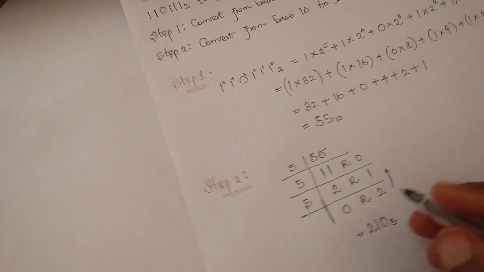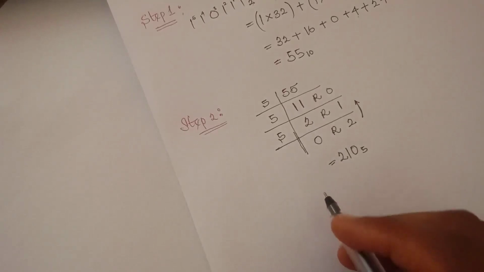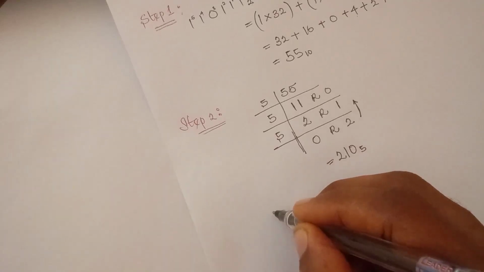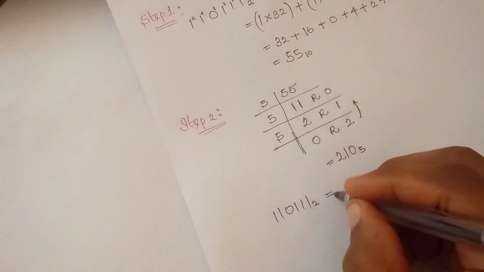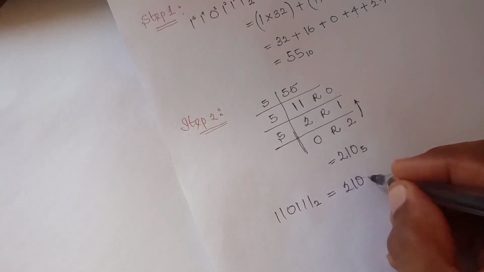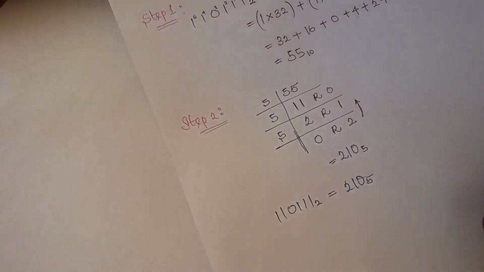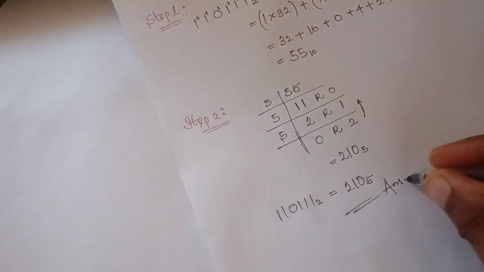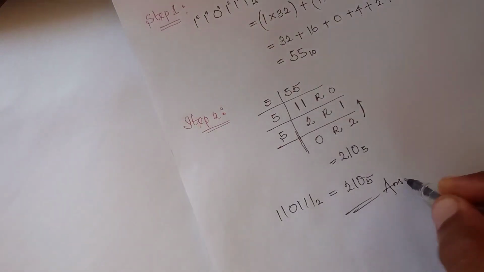Base 5. Therefore, we can now conclude that our answer is 110111 base 2 is equal to 210 base 5. So here is the answer, and I hope you understand. And if you don't, kindly feel free to pause and listen again.